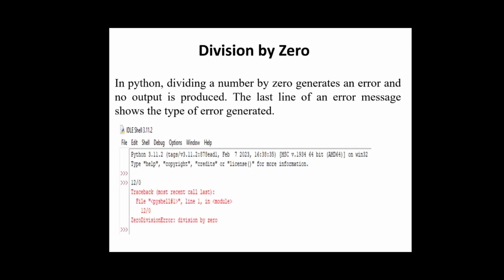Now, division by zero. In Python, dividing a number by zero generates an error and no output is produced. The last line of an error message shows the type of error generated. That's why 12 slash 0, it gives zero division error, that is division by zero.